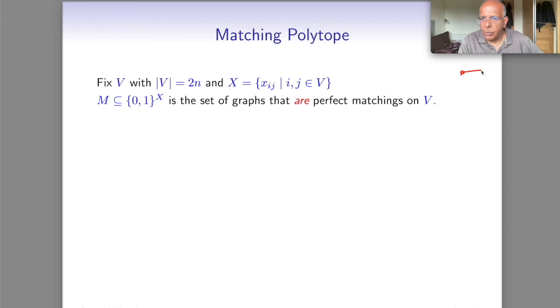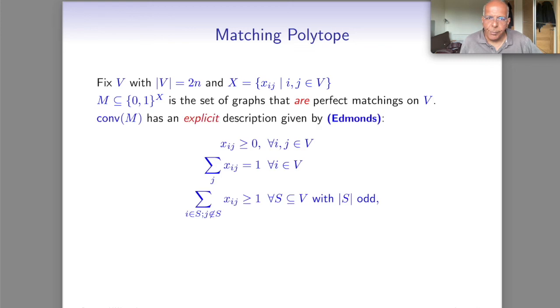So they're graphs which look like this, right? And this is why this only makes sense when the total number of vertices is even. M is those graphs where every vertex has degree 1. Turns out that the convex hull of M has an explicit description, and this was given by Edmonds back in the 60s, and it's given by this collection of linear constraints.